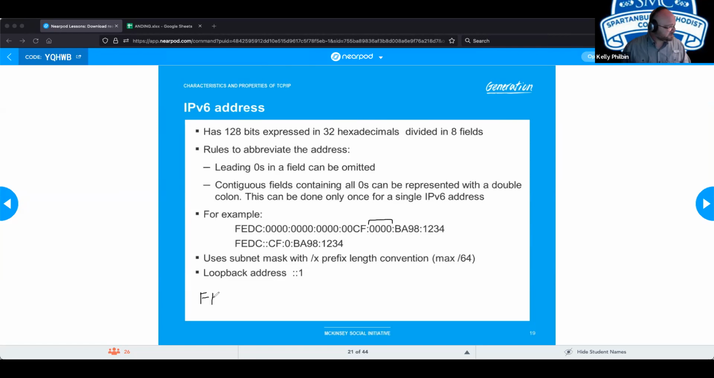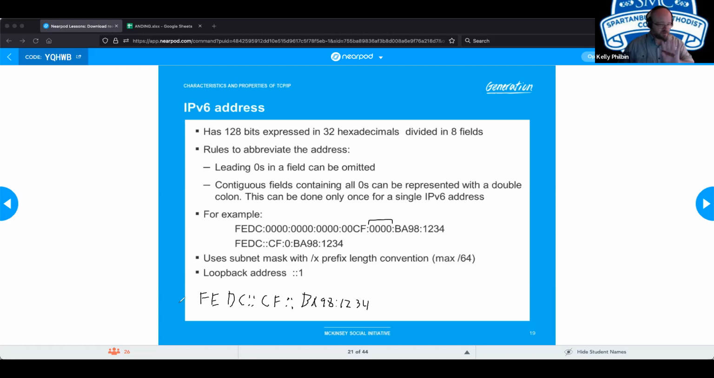So FEDC, and then we have our double colon. And then we have CF. And instead of writing just a 0, we're going to use the double colon again, okay? So we'll do the double colon again. Then we got B, A, 9, 8, 1, 2, 3, 4. All right.